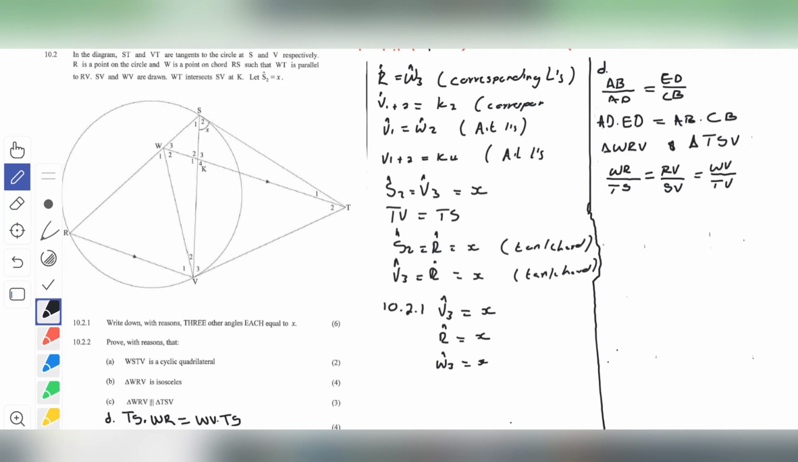So now, after writing them like this, you're going to check from what they said you need to prove. They said you have to prove that TS multiplied by WR is equal to WV multiplied by TS. So whatever you're going to choose, remember we need to choose two. It's either we choose this WR all over TS and RV all over SV, or WV all over TV and RV all over SV. But we're going to choose them by checking, okay, what do we have? From the first one, we have WR and TS. From what we are requested to prove, do we have WR and TS?